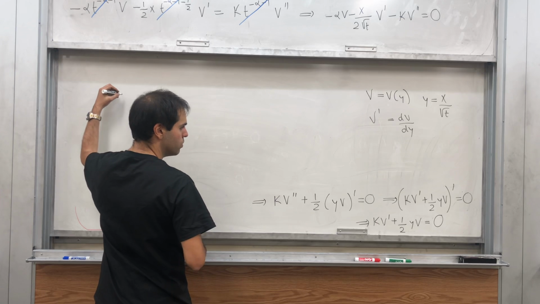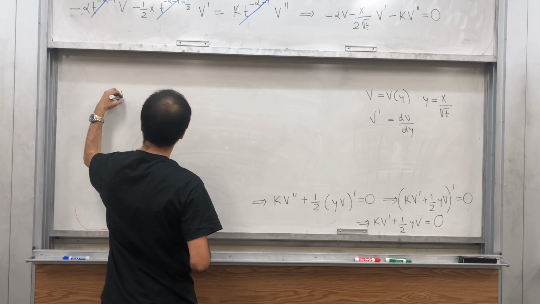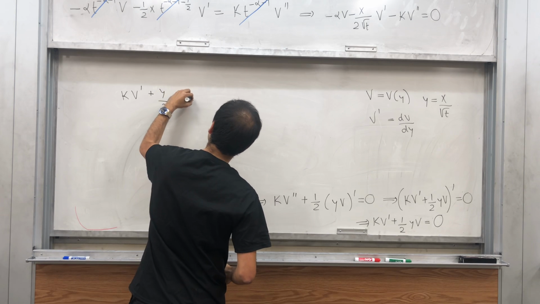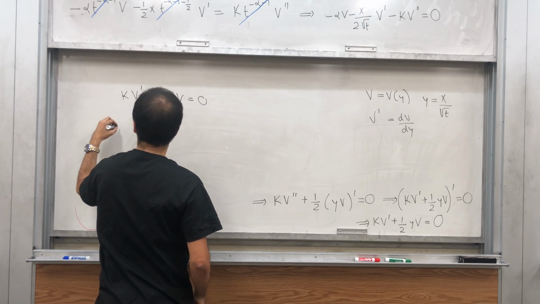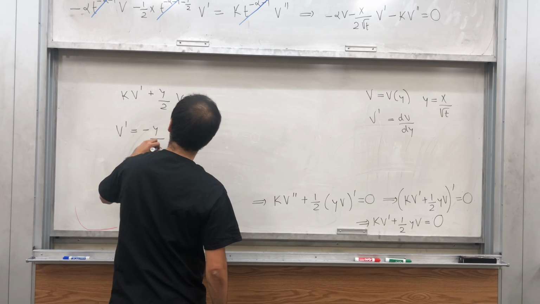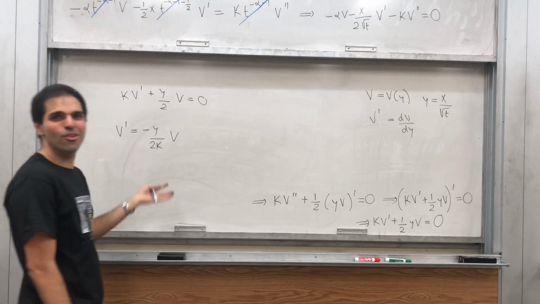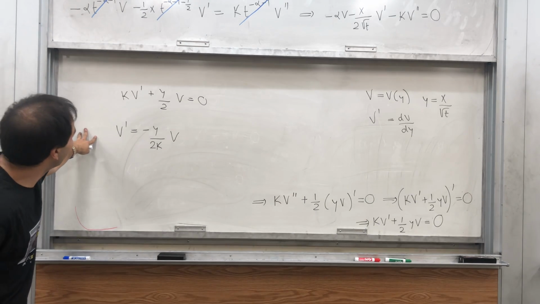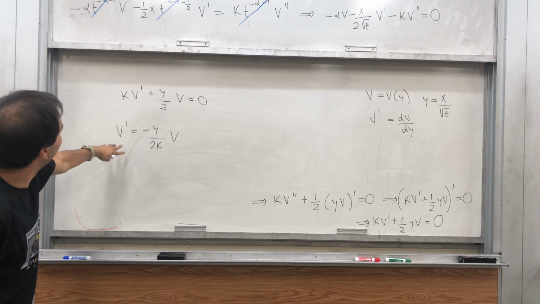Okay, so now what we have, I guess, is kv prime plus y over 2 v equals 0. So in other words, v prime equals minus y over 2k times v.